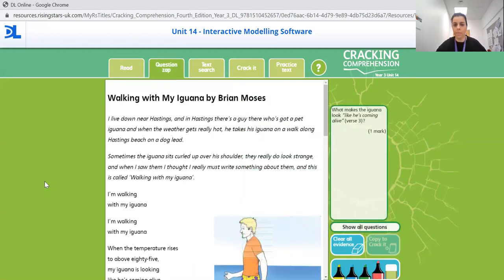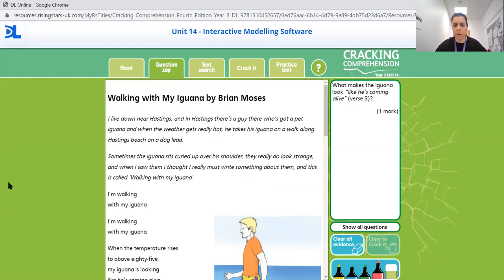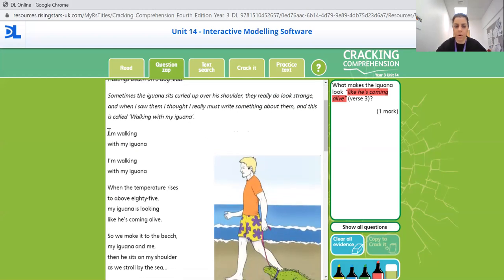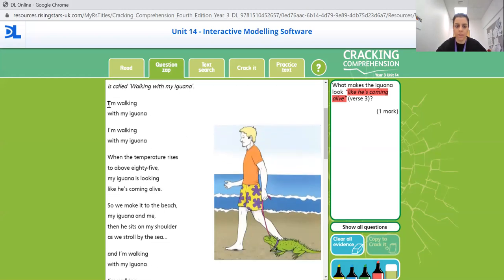So question one said, what makes the iguana look like he's coming alive? And again, "he's coming alive" is in quotation marks, and it's in verse three. So remember I said these two sections are about the poem. The poem starts where it says, I'm walking with my iguana. So that is verse one. This is verse two. This is verse three. So we're now looking for what makes the iguana look like he's coming alive. I'm going to choose a highlight. I'm going to choose blue. And he looks like he's coming alive. It says it there.